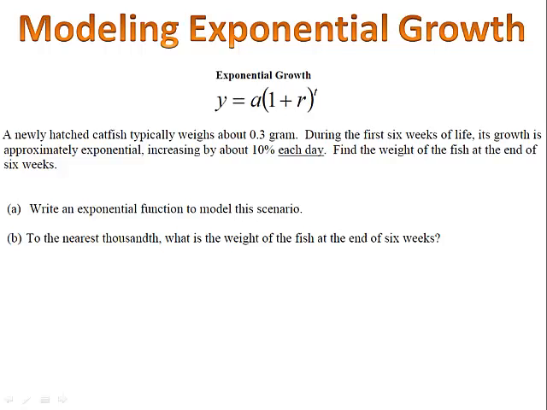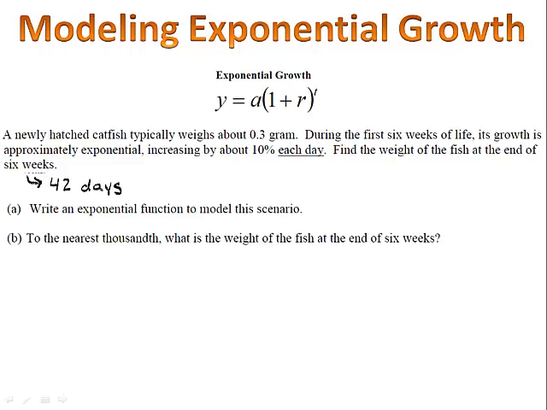We begin by identifying our variables. The first thing we need to note is that because it grows by 10% each day, the amount of time we use also has to be in days. So 6 weeks is 42 days. Now the period in which it grows matches the time units.